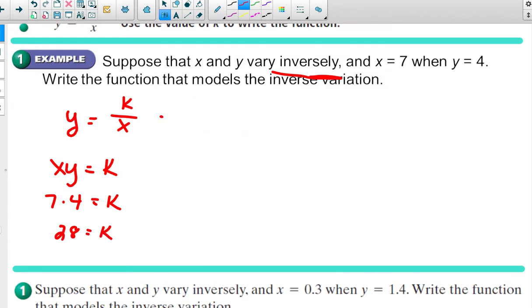And then we have to write the function that models that inverse variation. So then it's y equals 28 over x. You do not include the 7 and 4 because you were just using that 7 and 4 to find the constant of variation. Okay, pretty easy. The hardest part here is remembering that the inverse variation is y equals k divided by x.